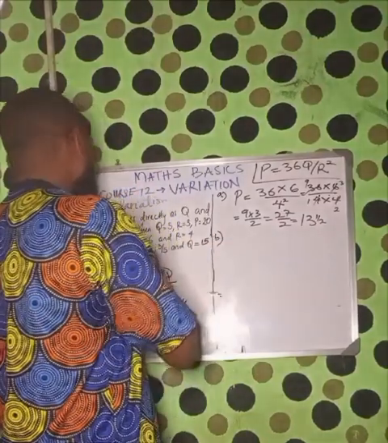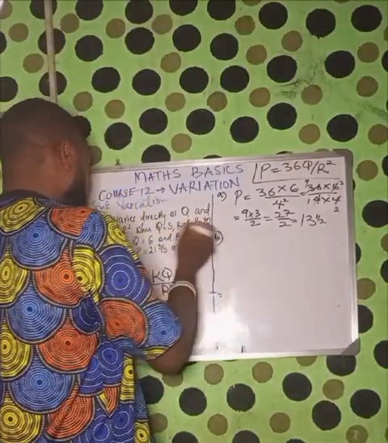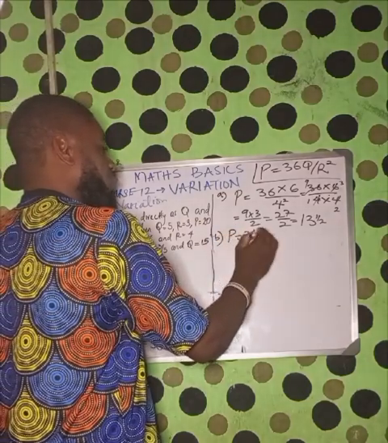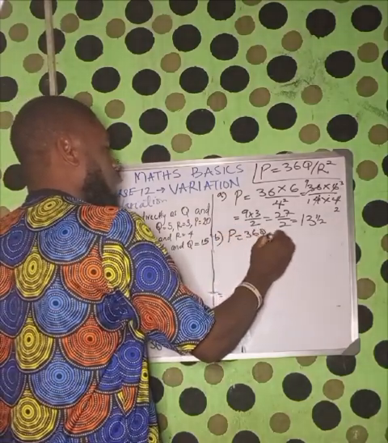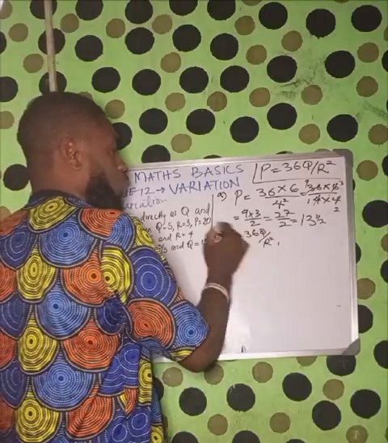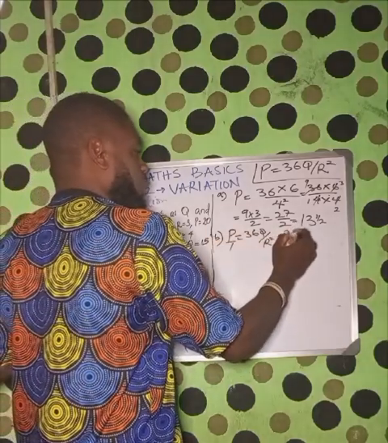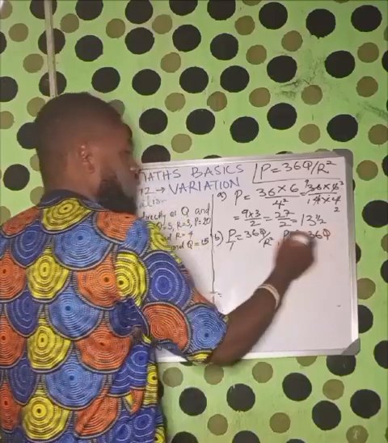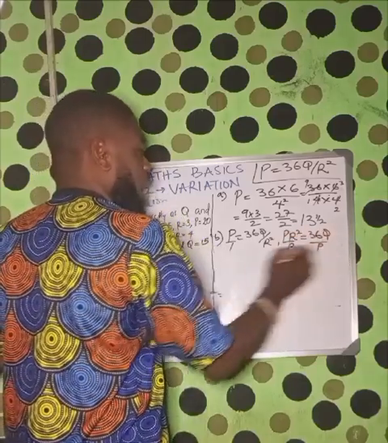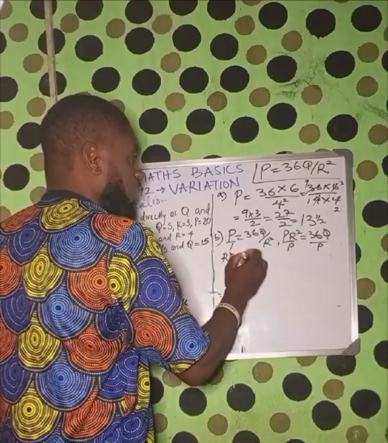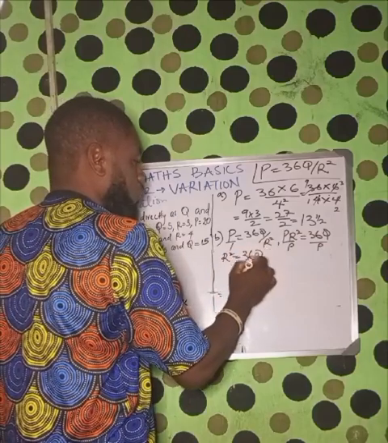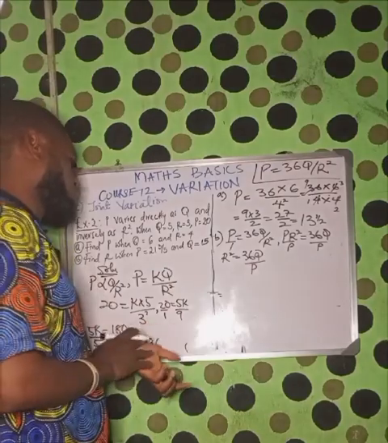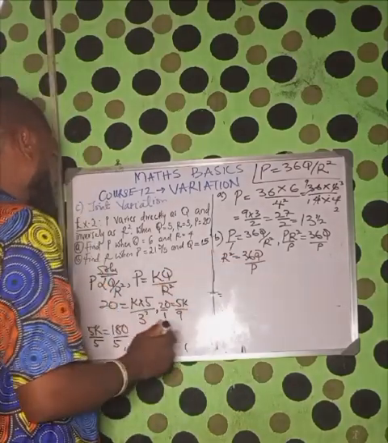Now b, I'll find R here. Now to find R here, because P is 36Q over R squared, I'll try and make R the subject of the formula. I'll cross multiply first. I'll have P R squared equals 36Q. So I will divide both sides by P. I'm left with R squared equals 36Q over P. Before I find the square root, I'll just solve first, then I'll later find the square root of R squared and the answer I get.